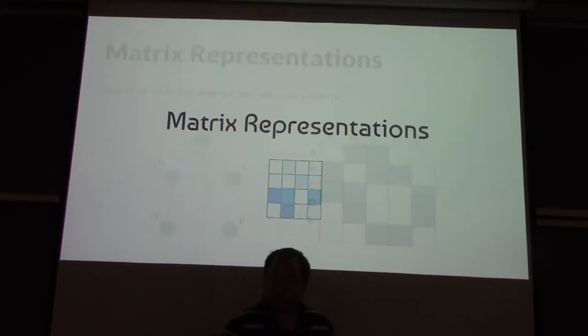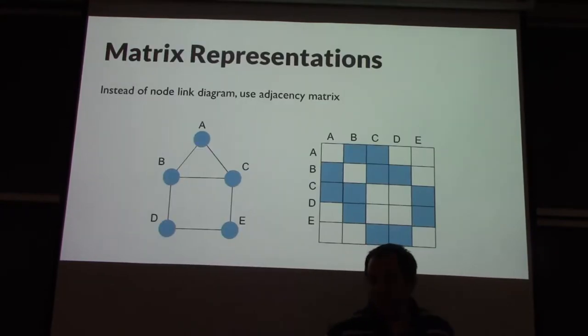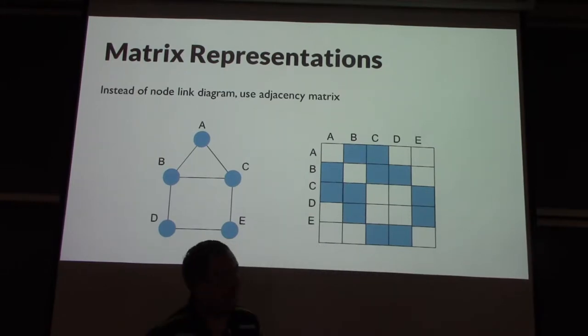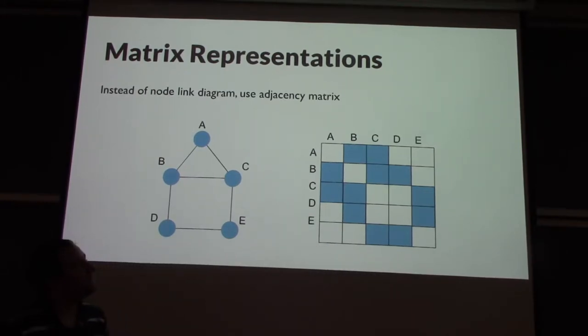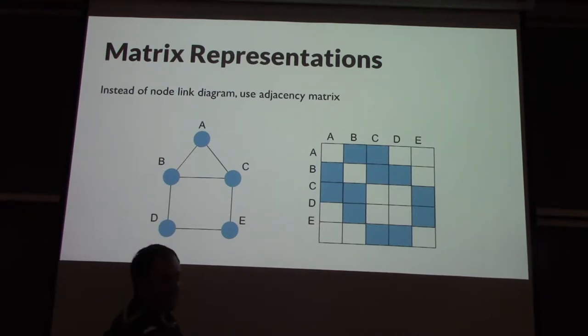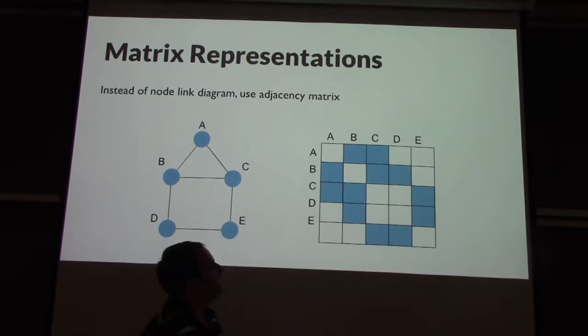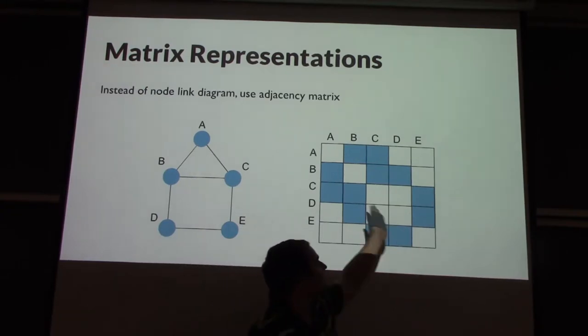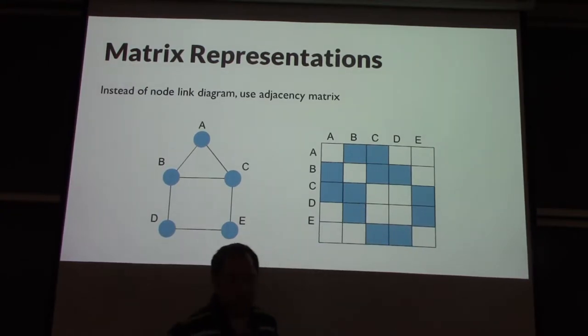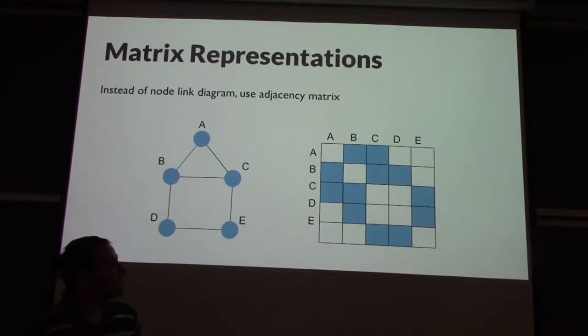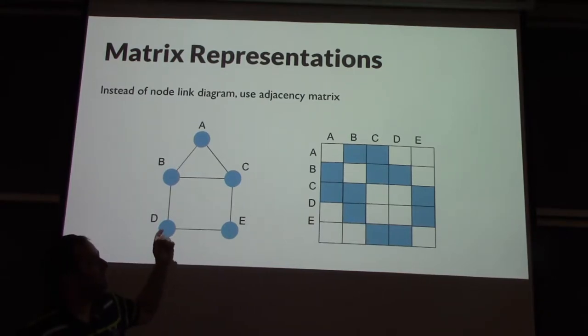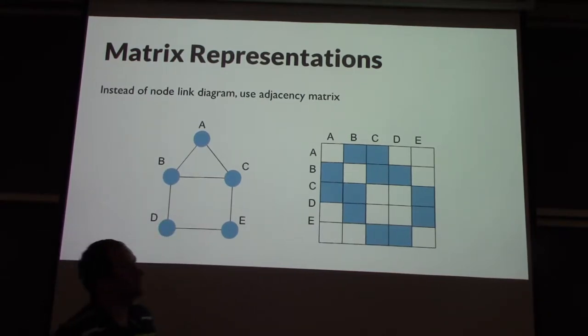Then we talked about matrix representations. Matrix representations essentially lay out our nodes and links as rows and columns, and then wherever we have an edge, we fill in the edge. If we have an undirected graph, we have a symmetrical matrix across the diagonal. If we have a directed graph, the matrix is going to be asymmetrical. So then we distinguish between A to B and B to A.